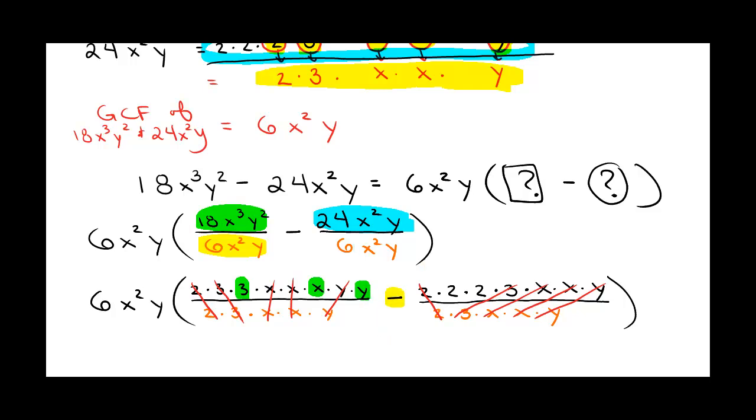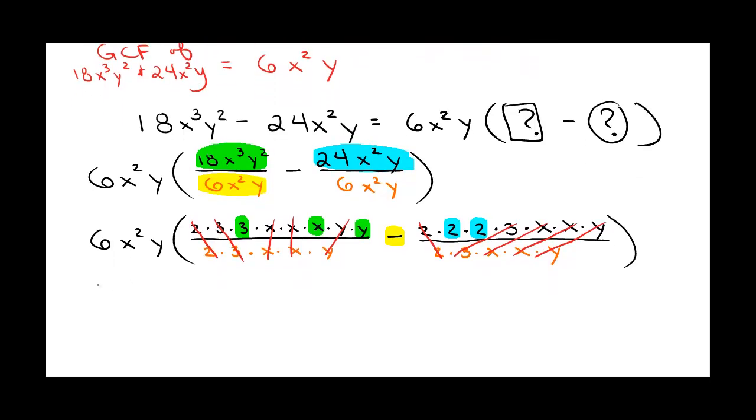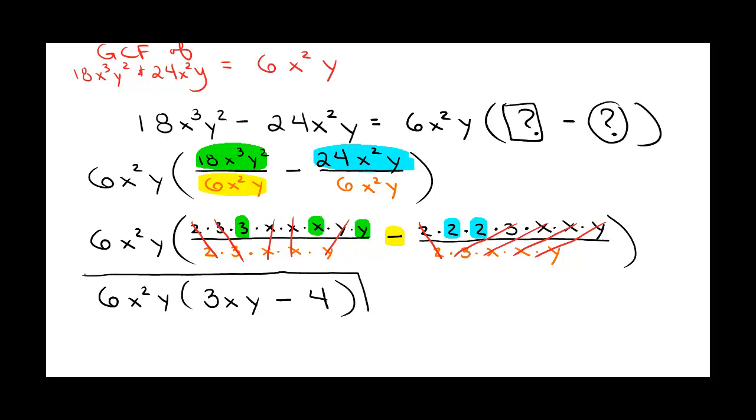Minus, and in the second numerator we had a 2 and a 2, so we're going to be multiplying those two 2's together. So this is going to be 6x squared y times the quantity of, now multiply those factors together, we're going to get 3xy minus 4. And that's our final answer. Those represent the factors of the original polynomial.